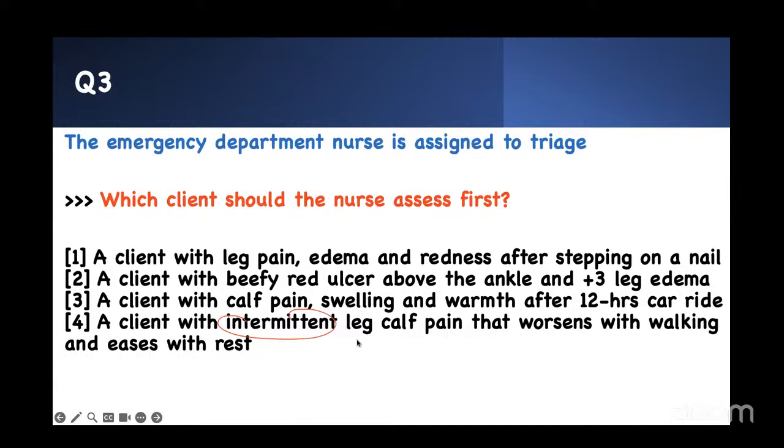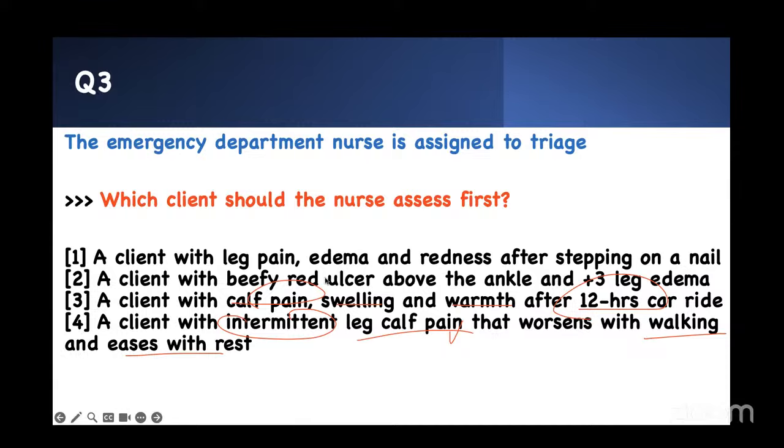Intermittent pain in the leg, in the calf area, when I'm walking, but then it goes away when I stop. This is claudication. Am I going to die from it? I have calf pain, another pain, but it's swollen and it's warm. Basically, the temperature is very high. And then it happened after riding a car for 12 hours.